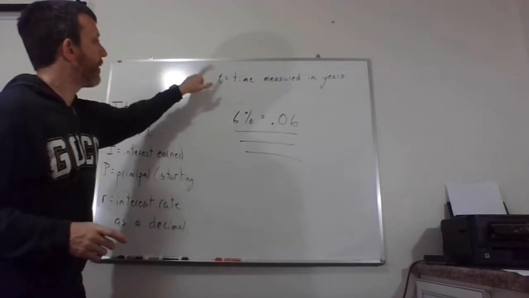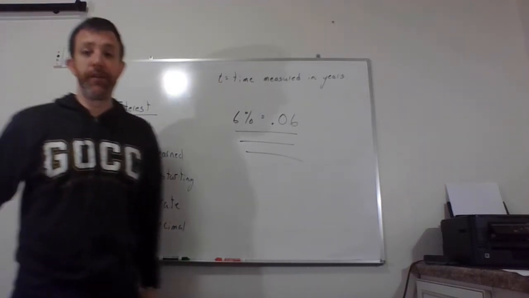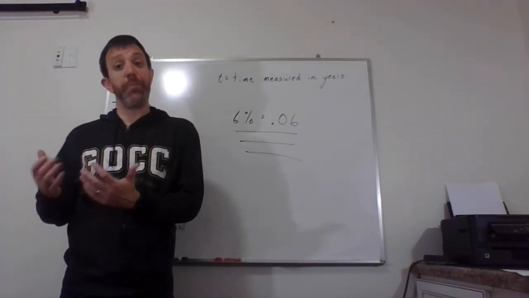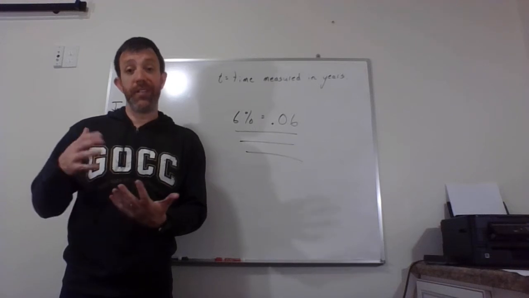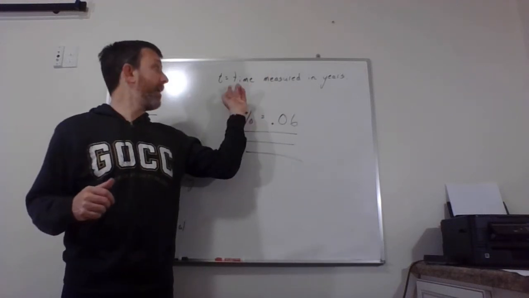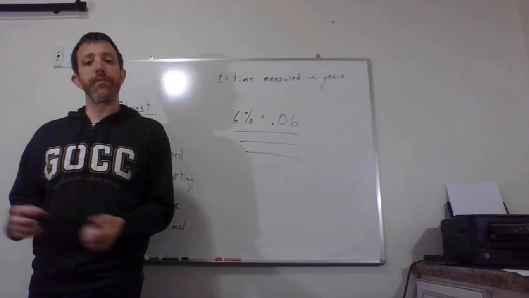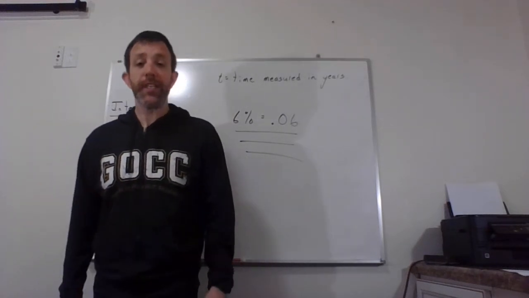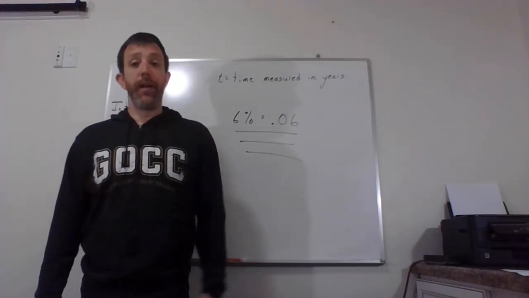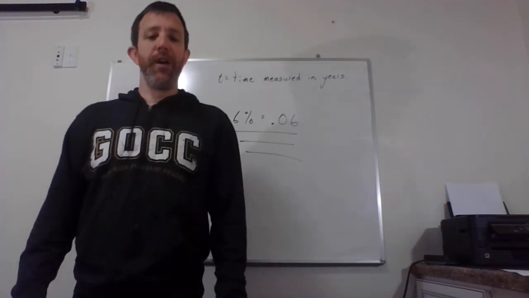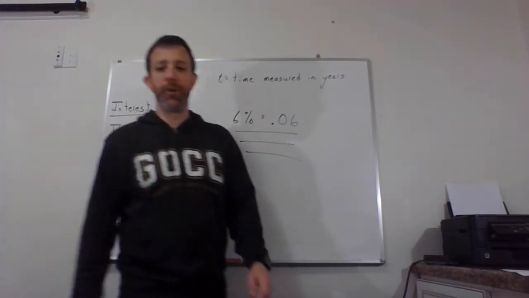Anyway, and then T is the time measured in years. Now this is important. 6 months would be half of a year, right? 6 out of 12. So T has to be measured in years. The good news is, for the problems that we're going to be doing, T is always going to be 1, and that's really going to simplify things. All right, so let me get the example on the board, and we'll go ahead and do it.